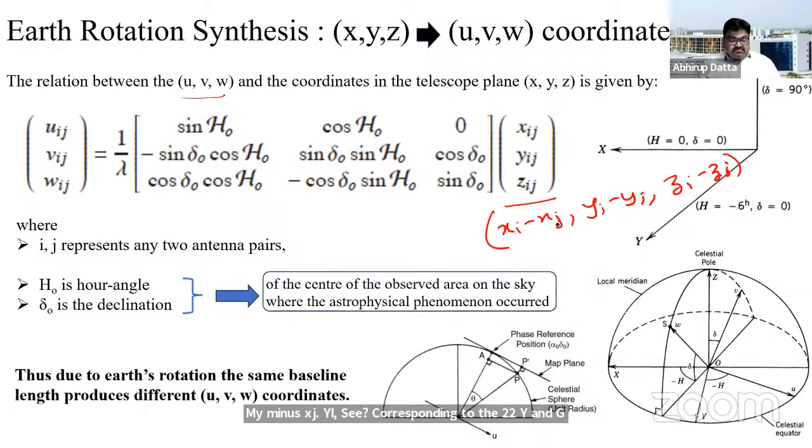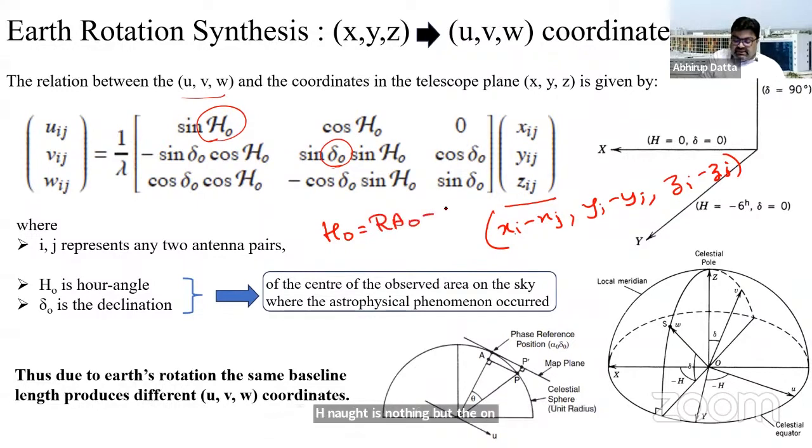So that is fixed. However, the hour angle and the declination towards the center of the field is defined by H0 and delta naught. While delta naught does not change with time, as the Earth rotates, the H0 does change, because H0 is what? H0 is nothing but the RA naught minus LST. And LST does change as a function of local time.